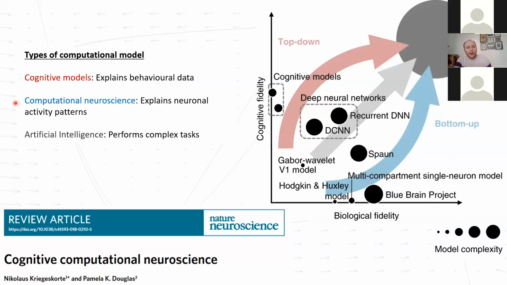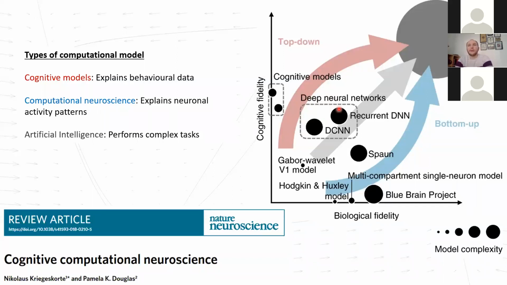On the other end of the scale are computational neuroscience models. These have higher biological fidelity, so they fall over here, but not necessarily. They might have high cognitive fidelity, but they also might not. These intend to explain neural activity patterns, so the actual dynamics of the neurons in the brain. And finally, falling somewhere partway between them is the artificial intelligence type model.